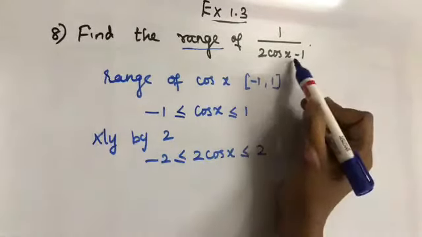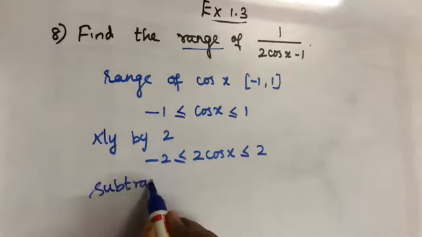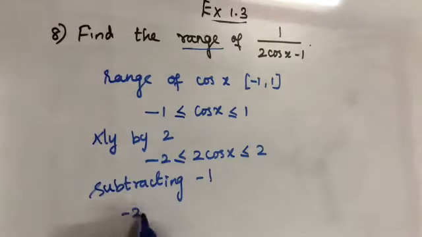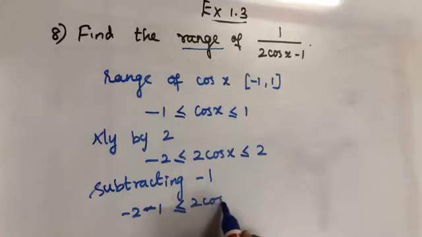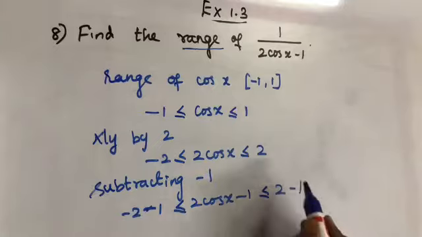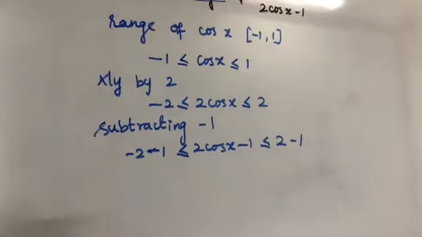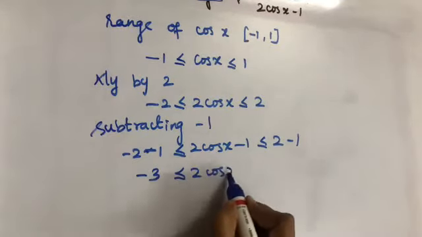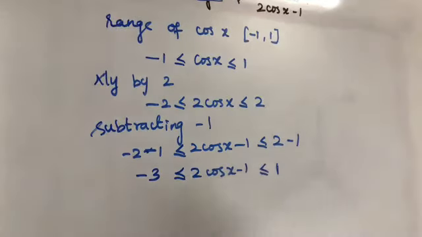Now 2 cos x minus 1 we need. So subtracting 1, minus 2 minus 1 less than or equal to 2 cos x minus 1 less than or equal to 2 minus 1. I am subtracting 1 from all the three terms. Okay, so it is minus 3 less than or equal to 2 cos x minus 1 less than or equal to 1. 2 minus 1 is 1.